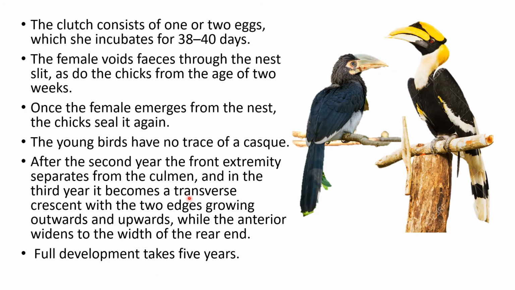After the second year, the front extremity separates from the culmen, and in the third year it becomes transverse, crescent-shaped, with the two edges growing outwards and upwards, while the anterior widens to the width of the rear end. Full development takes 5 years, so the complete development of this casque takes around 5 years. So this is a highly endangered bird species of Western Ghats.